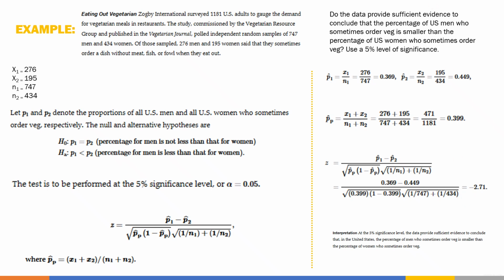And so the test results are statistically significant. At the 5% significance level, the data provides sufficient evidence to conclude that in the US, the percentage of men who sometimes order veg is smaller than the percentage of women who sometimes order veg.